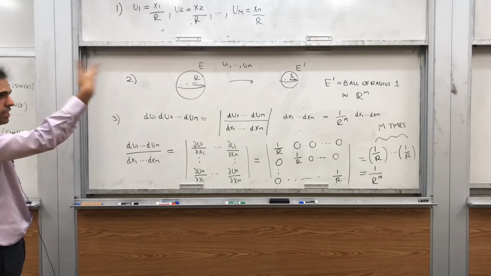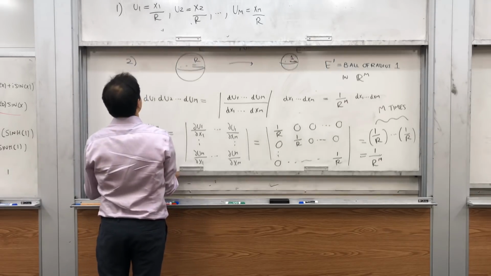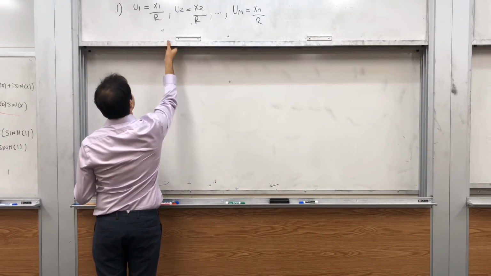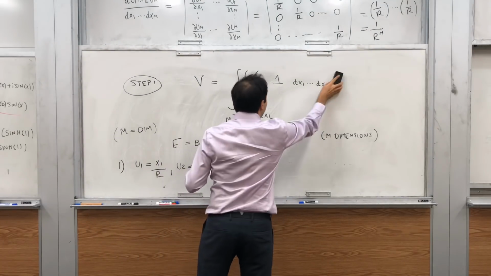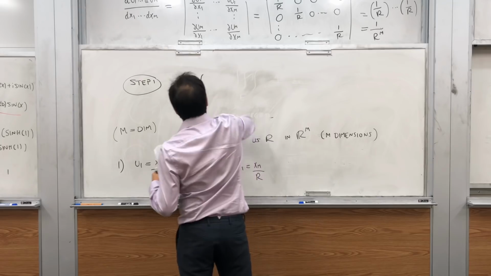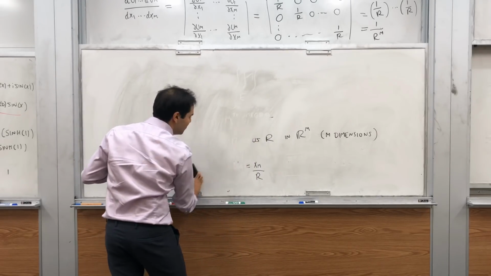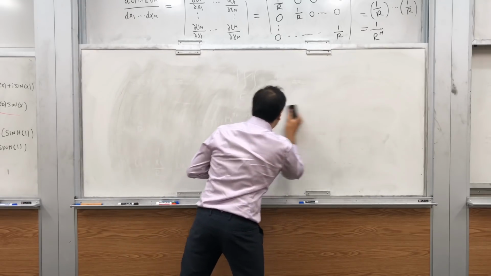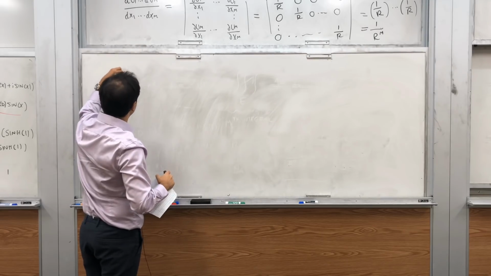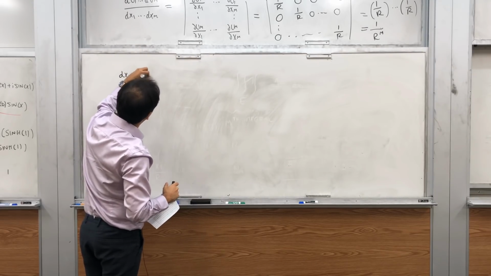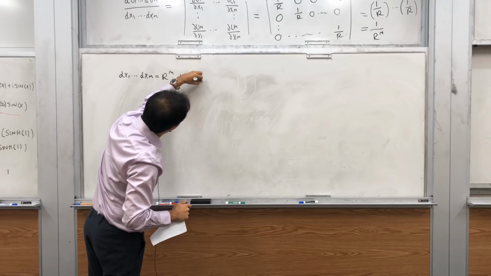So in particular, dx1 up to dxm is r^m times du1 up to dum. So this is what we'll need. I know it's a lot of notation and not the most exciting part, but soon we'll get to the exciting part. So what I'm saying is dx1 up to dxm is r to the m, du1 up to dum.